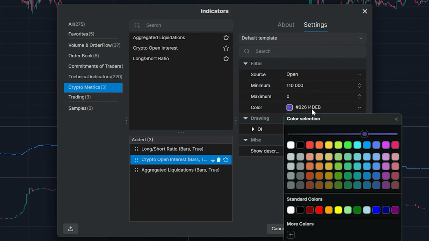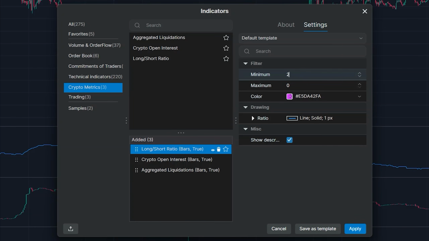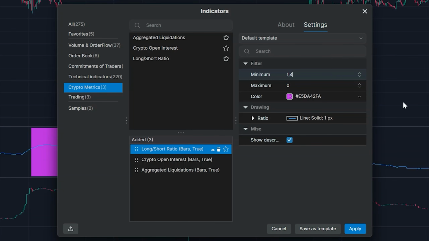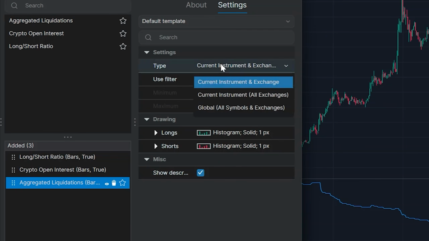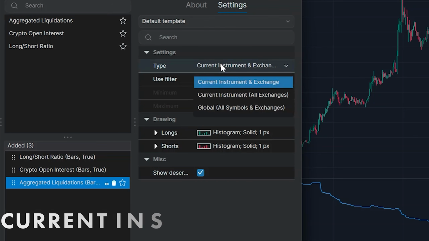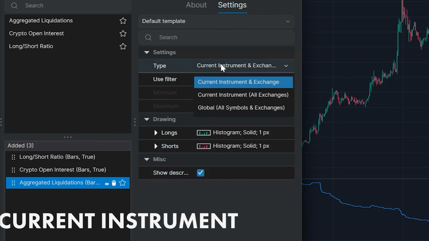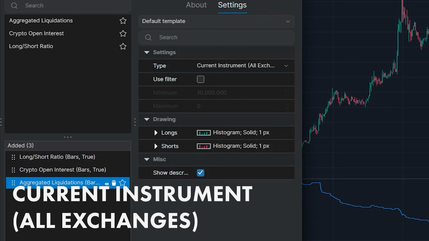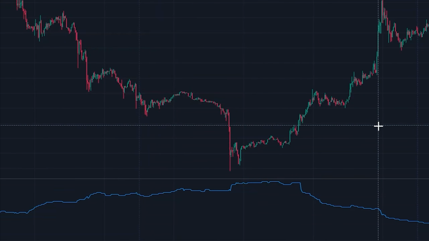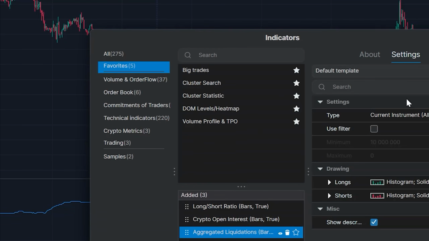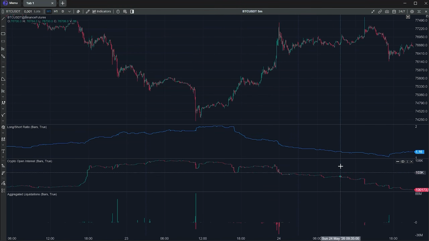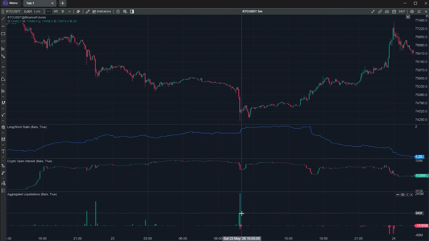The size filter in each indicator hides the small stuff and leaves only the major events. When starting out, it's best to keep the default value, which provides a balanced picture. Aggregated Liquidations, on the other hand, has 3 modes, and what you see on the chart depends on which one you choose. Current instrument, for example, BTC USDT only for Binance futures. Current instrument, all exchanges, is the same BTC USDT, but from all exchanges that CoinGlass tracks. A complete cross-exchange picture. All symbols and exchanges shows aggregate liquidations across the entire market. It only takes a couple of minutes, and your workspace is ready.